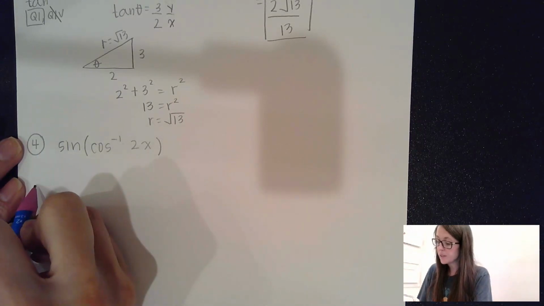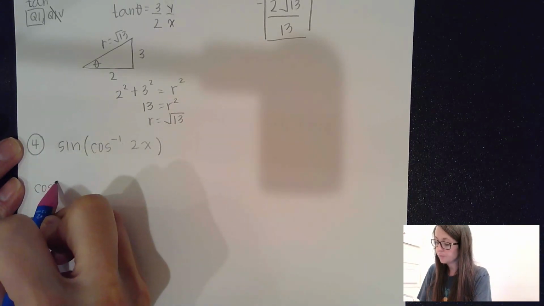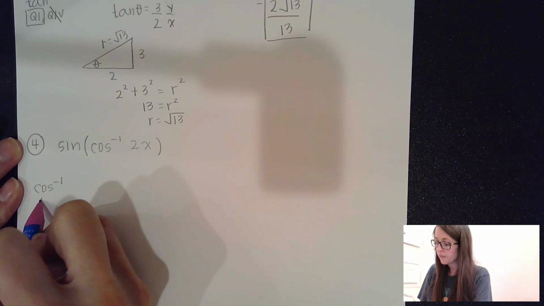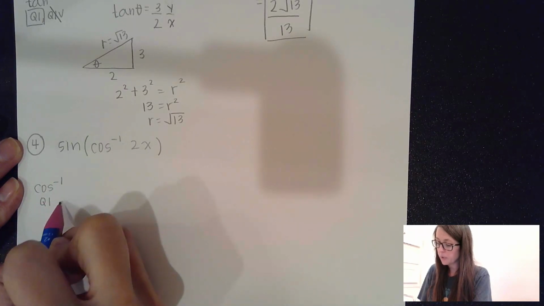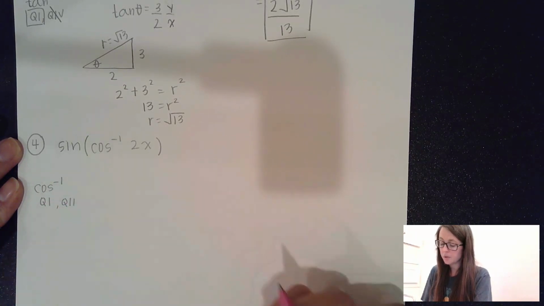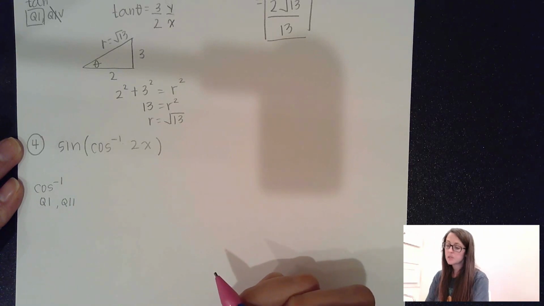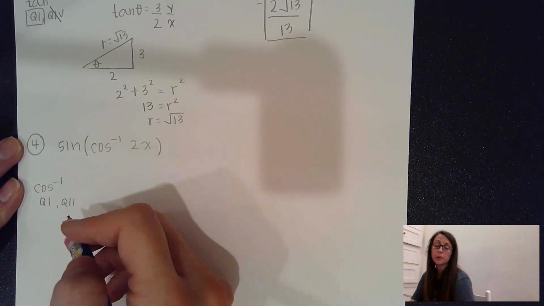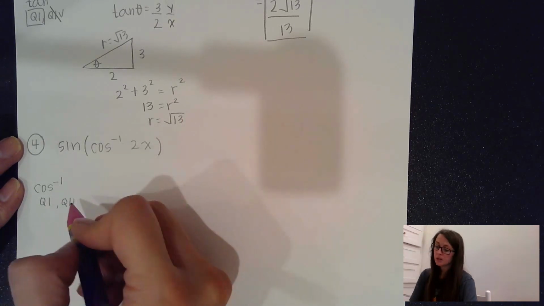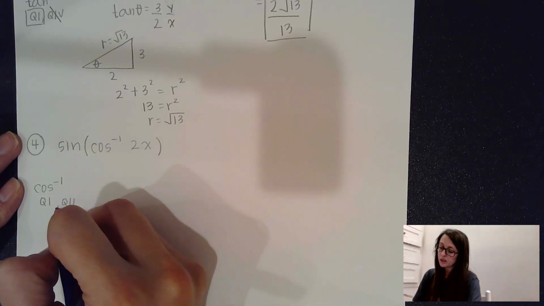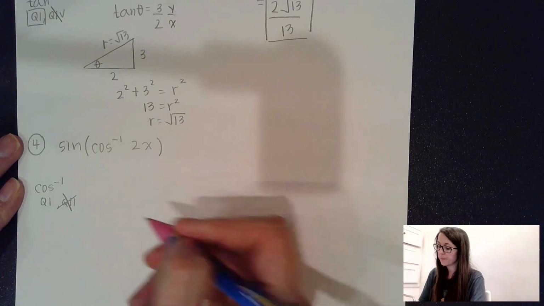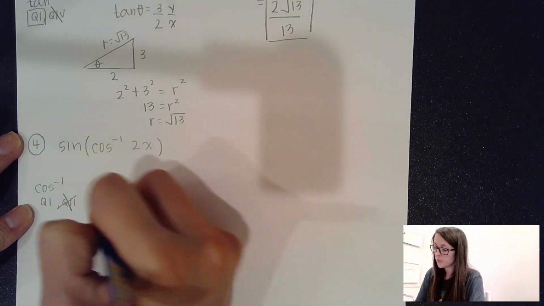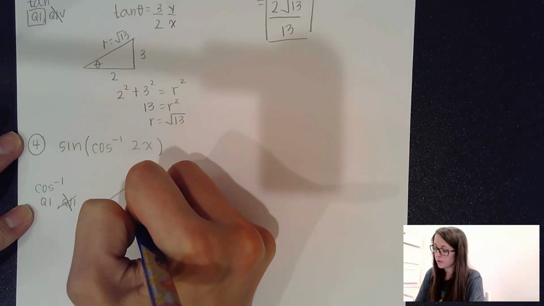So where does inverse cosine live? So inverse cosine lives in quadrant 1 and quadrant 2. Okay, so where is cosine positive? Cosine is positive in quadrant 1. Okay, so here is going to be my triangle.